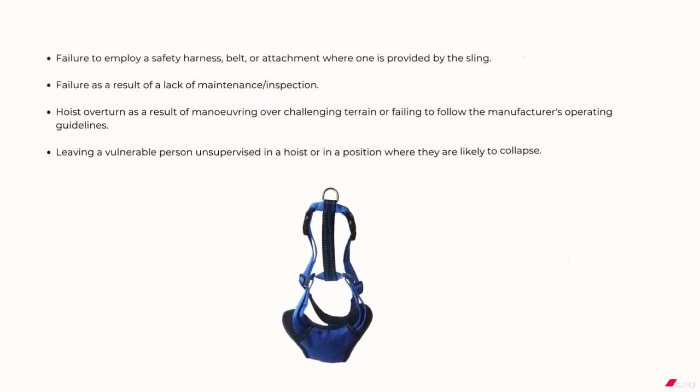Failure to employ a safety harness, belt or attachment where one is provided by the sling. Failure as a result of a lack of maintenance or inspection. Hoist overturn as a result of maneuvering over challenging terrain or failing to follow the manufacturer's operating guidelines. Leaving a vulnerable person unsupervised in a hoist or in a position where they are likely to collapse.